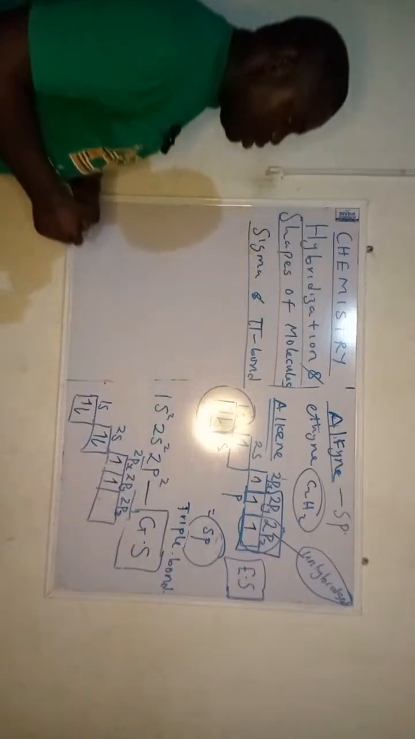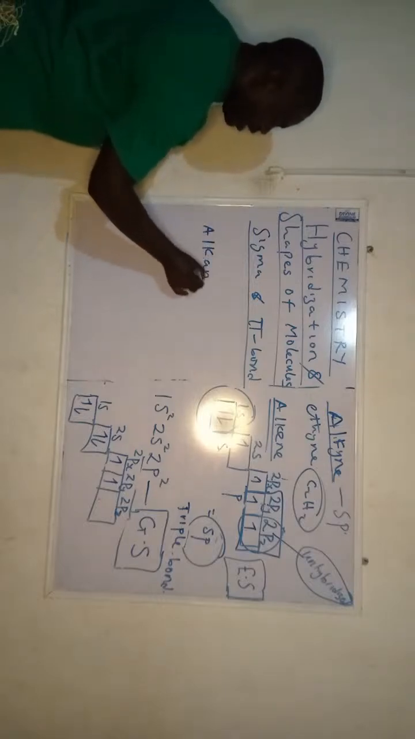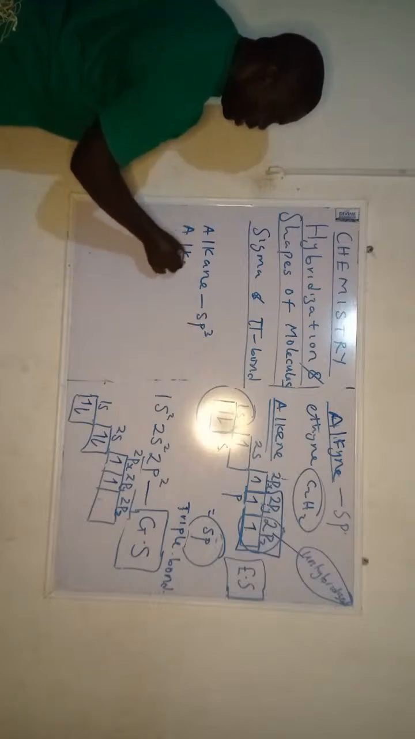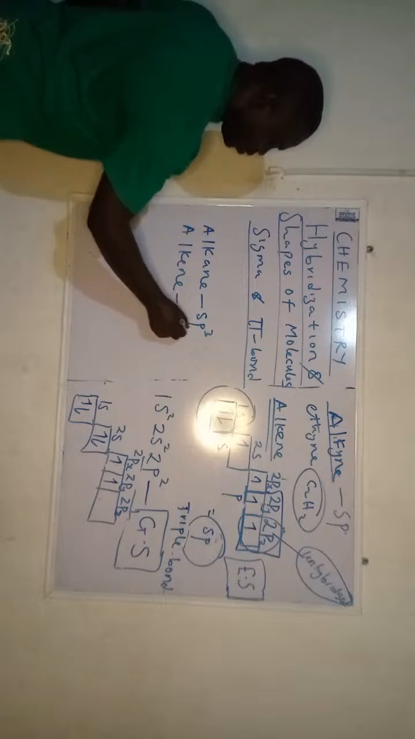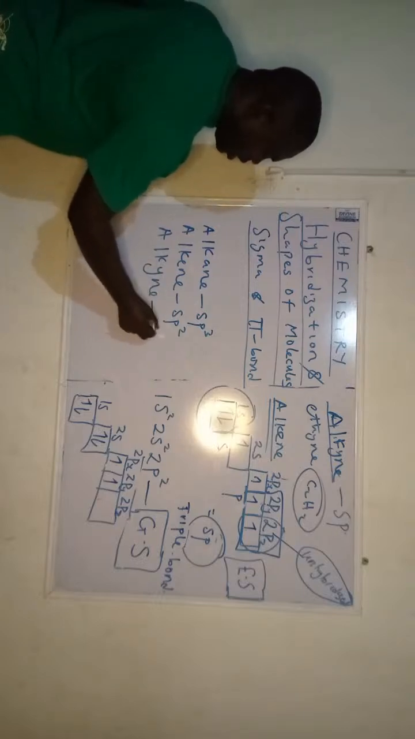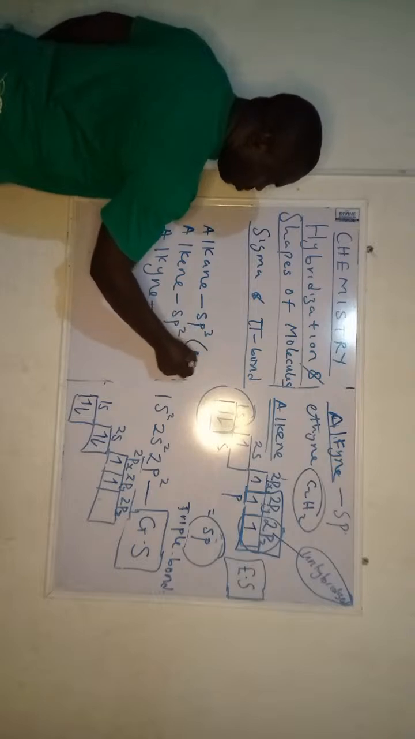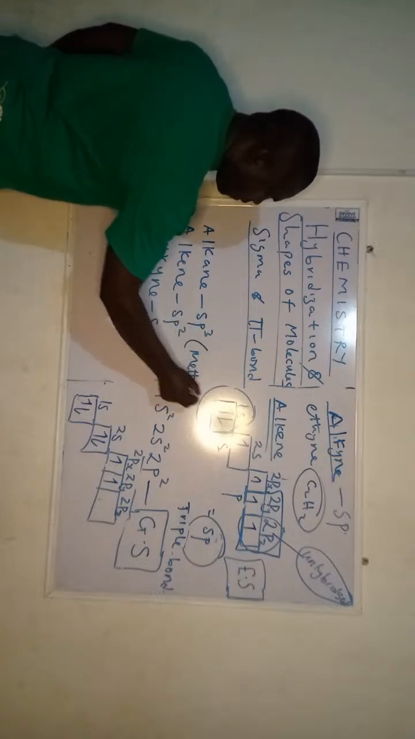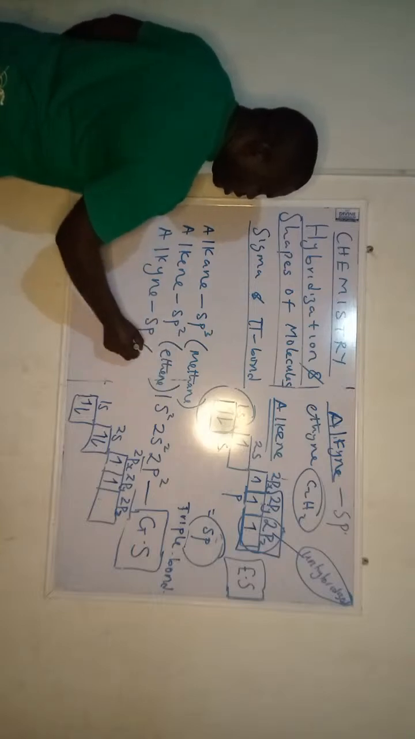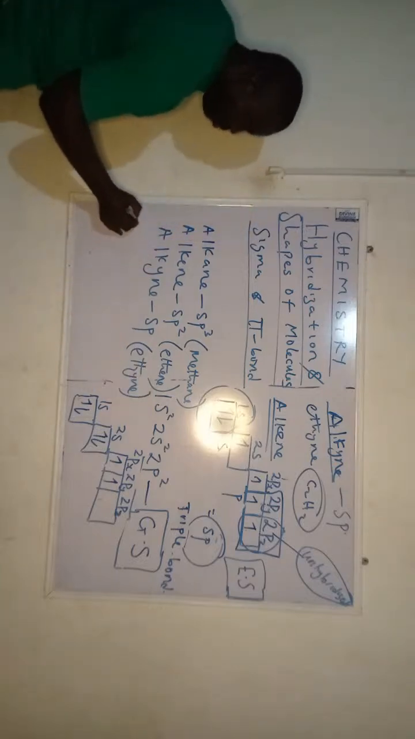That is triple bond. Let me say this quickly again. Alkane, sp3. Alkene, sp2. Alkyne, sp. The first member of this is known as methane. The first member of this is known as ethane. The first member of this is known as ethyne. Let's see. Methane.